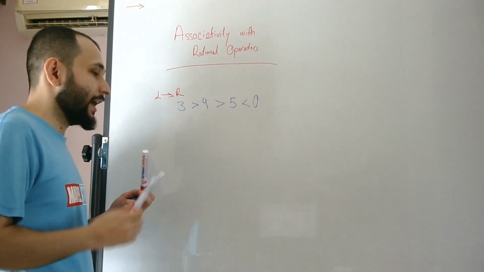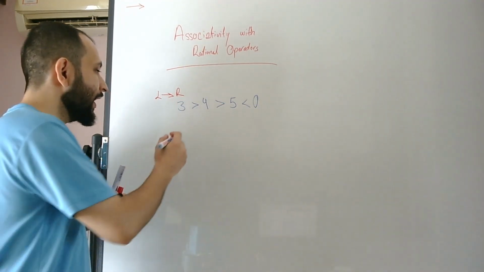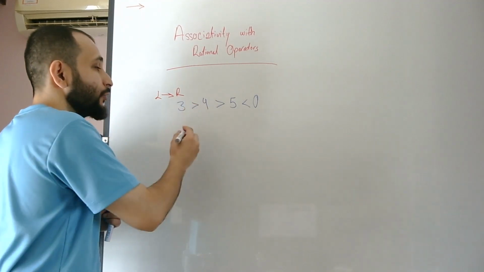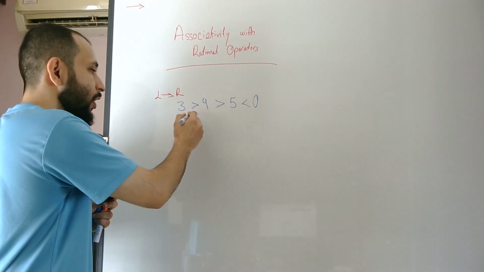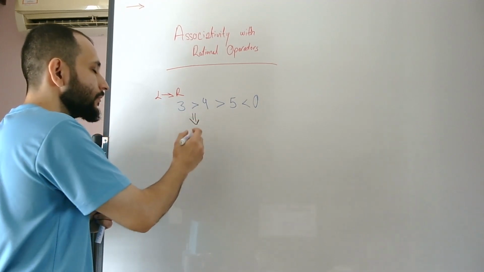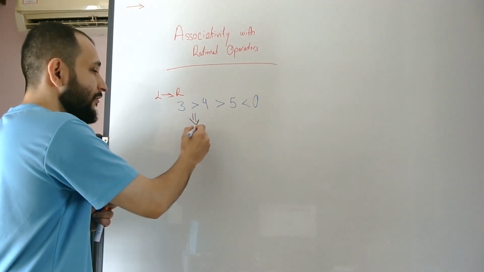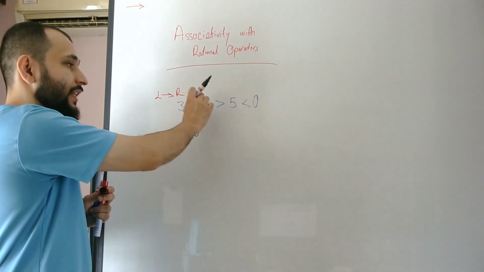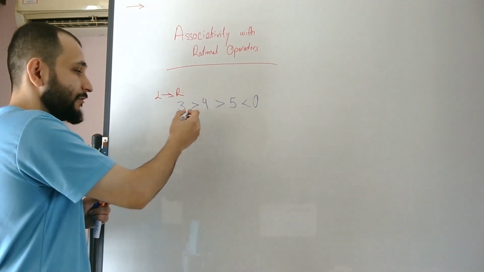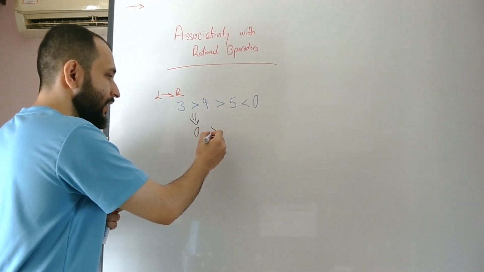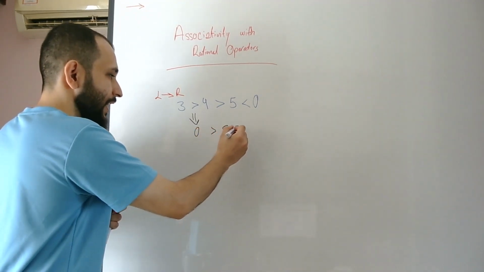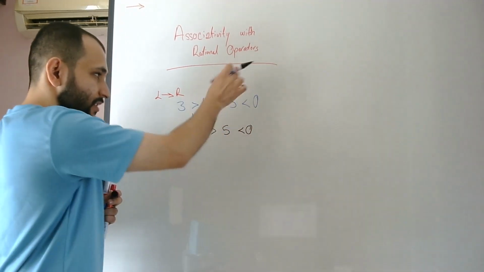So now let's go and evaluate this expression. This part is 3 greater than 4. No, that means that the result of this part is going to be 0 or false, because 3 is not greater than 4. So we have a false here, and then 5, and then less than 0, and the rest of the expression.